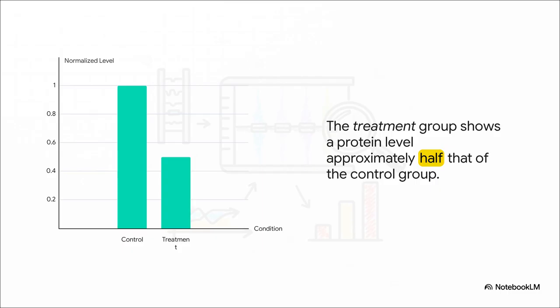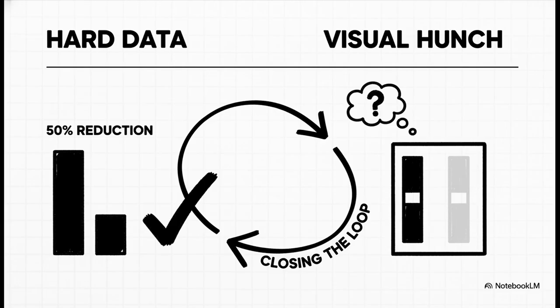No ambiguity at all. And here's where we bring it all full circle. On the right, we have our original image, where we had a hunch that the band was fainter. And on the left, we have the hard data, a graph that proves a nearly 50% drop. We've officially turned a subjective observation into a cold, hard, quantifiable scientific fact.